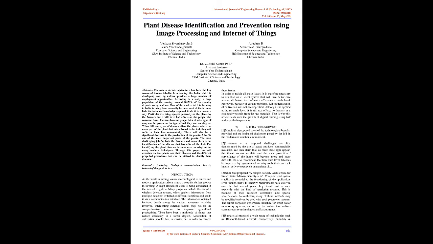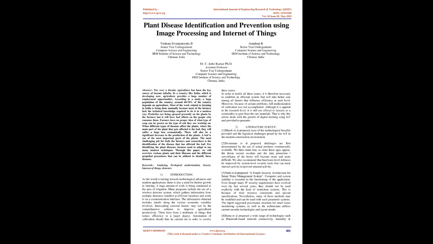Through this paper, we will overview various plants and their illnesses and the different advanced procedures that can be utilized to identify these diseases. Keywords: analyzing, ecological modernization, insects, Internet of Things, detectors. 1. Introduction. As the world is turning towards technological advances and modern applications, there is also a need for further growth in farming. A huge amount of work is being conducted in the area of irrigation.